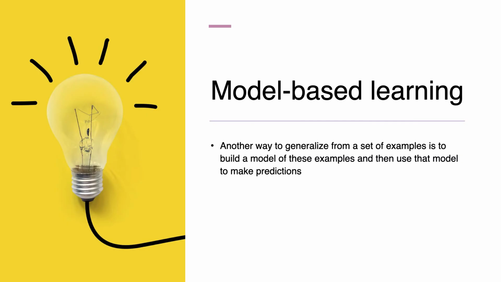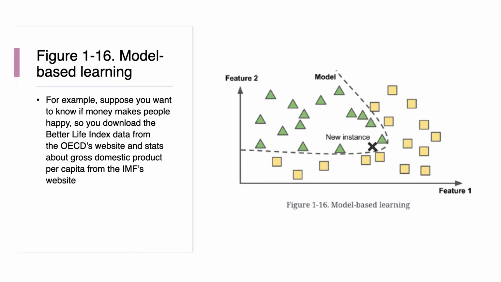Model-based learning. Another way to generalize from a set of examples is to build a model of these examples and then use that model to make predictions. This is called model-based learning, Figure 1-16. For example, suppose you want to know if money makes people happy, so you download the Better Life Index data from the OECD's website and stats about gross domestic product, GDP, per capita from the IMF's website. Then you join the tables and sort by GDP per capita.